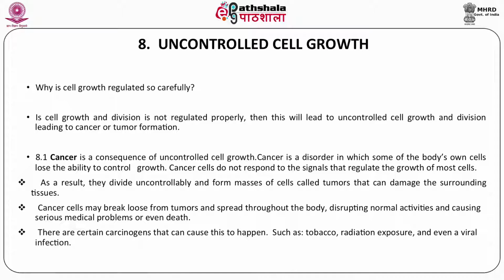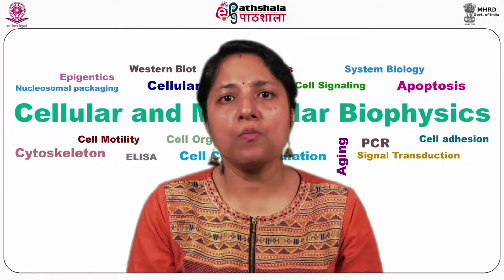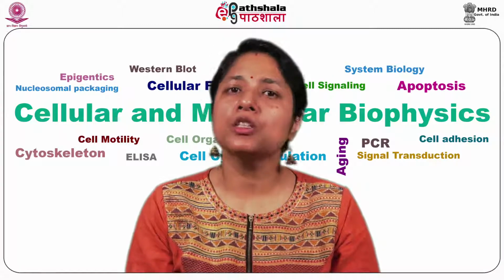Cancer is a consequence of uncontrolled cell growth. Cancer is a disorder in which some of the body's own cells lose the ability to control growth. Cancer cells do not respond to the signals that regulate the growth of most cells, like the inhibitory signals. As a result, they divide uncontrollably and form masses of cells called tumors that can damage the surrounding tissue.